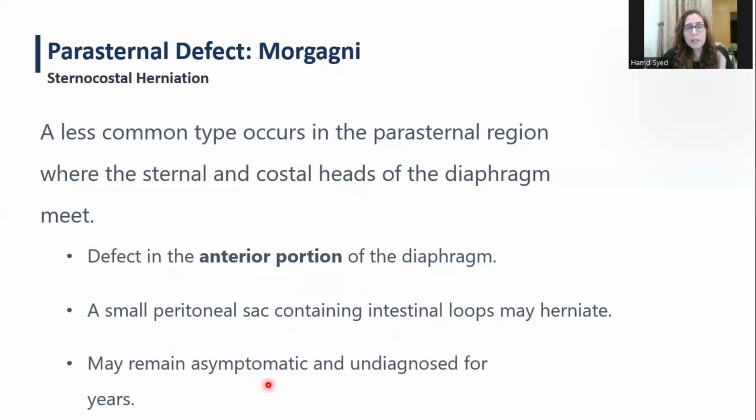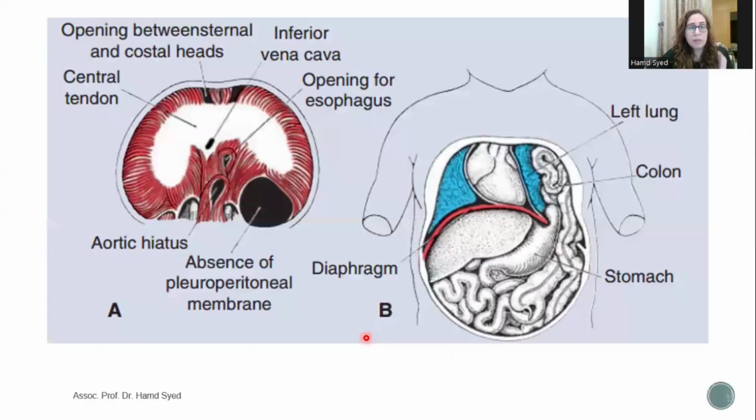This may remain asymptomatic and undiagnosed for years. So this type of congenital diaphragmatic hernia is not going to pose any immediate threat to life, but instead it might remain undiagnosed for several years.